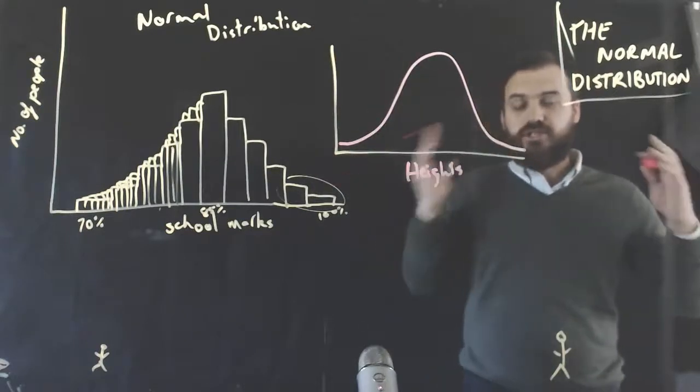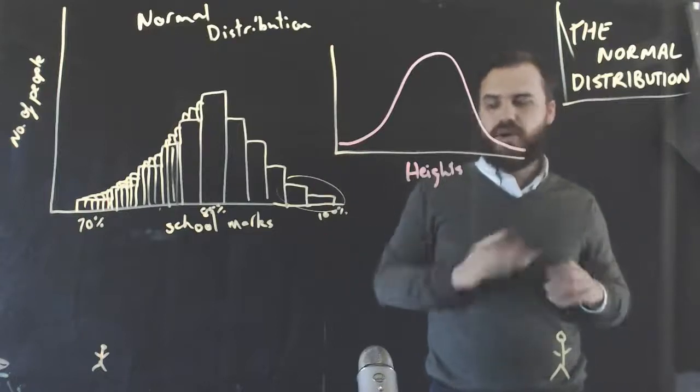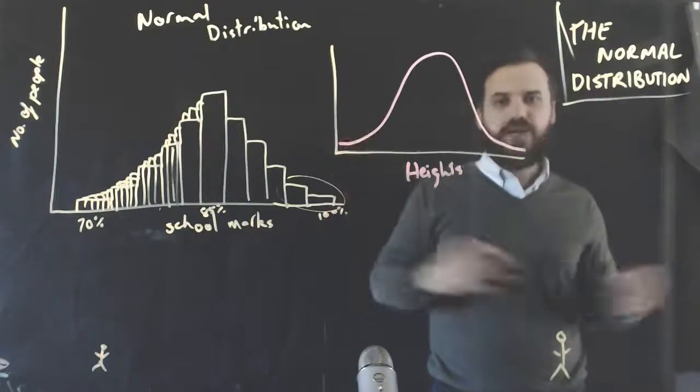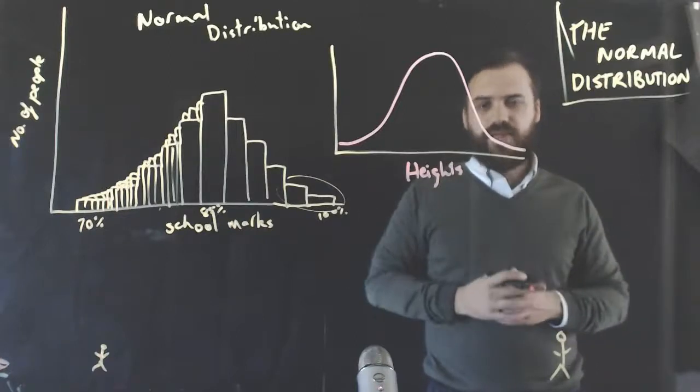Okay, there's the normal distribution. It's a distribution of characteristics, whether that's height, weights, school marks, IQs, whatever it might be. That's what the normal distribution is. We're going to do some maths with it in the next few videos.